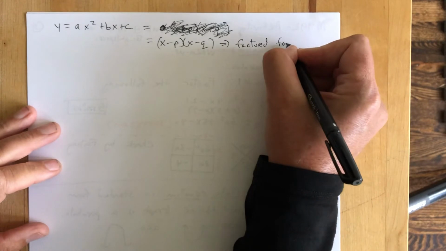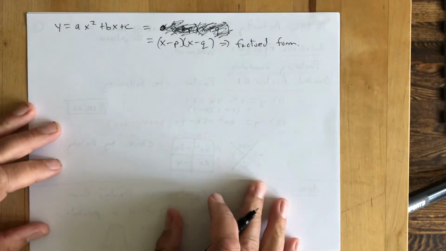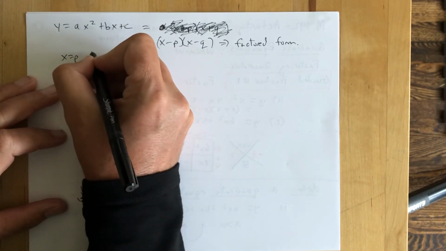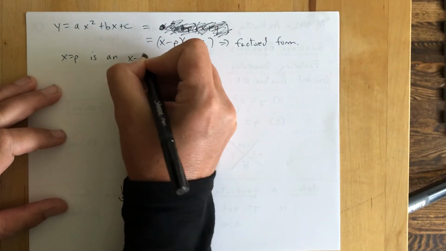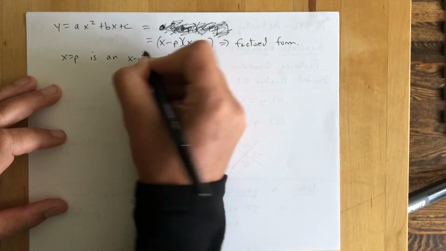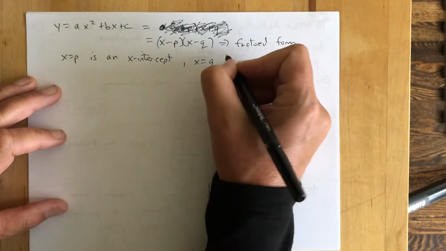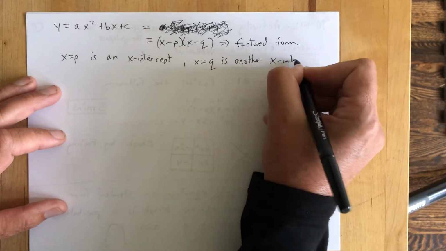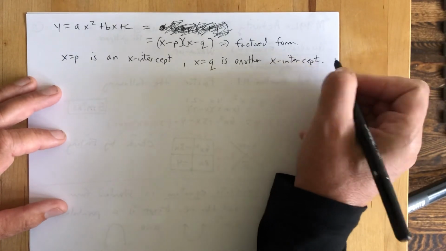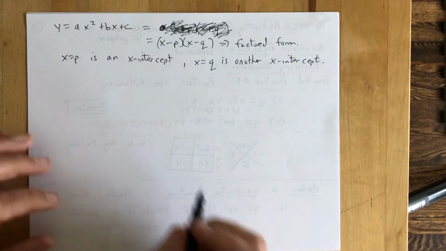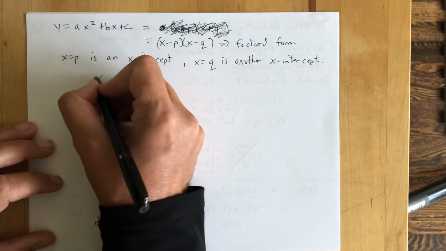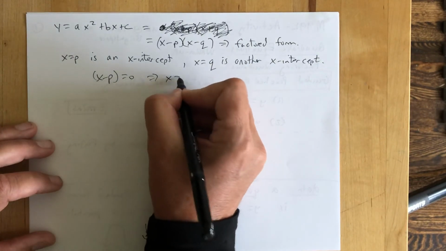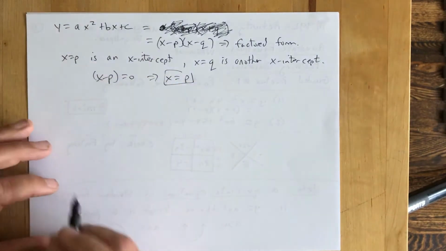In this factored form, which you can always get, x equals p is an x-intercept, and x equals q is another x-intercept. These are the places on the graph where y equals 0. Sure enough, if you take x minus p and set it equal to 0 for y, this tells you x equals p. Similarly for x equals q.